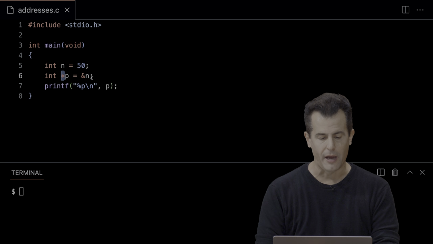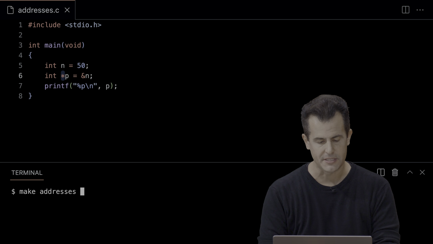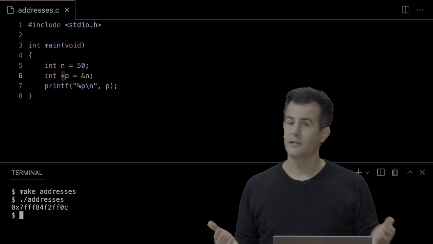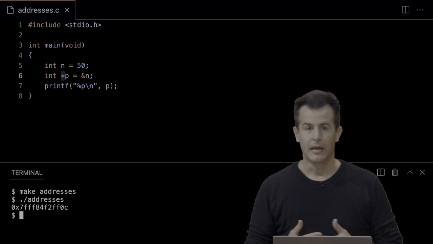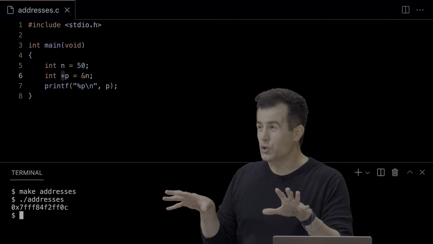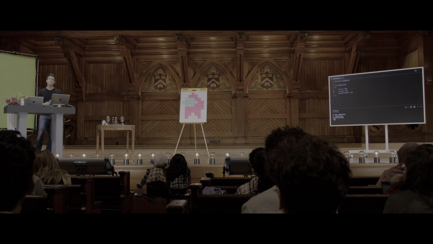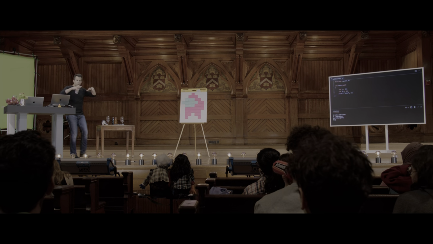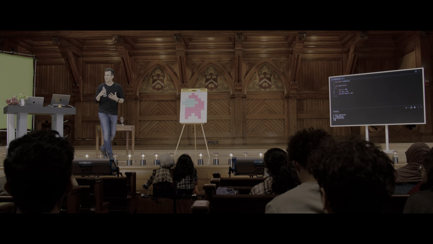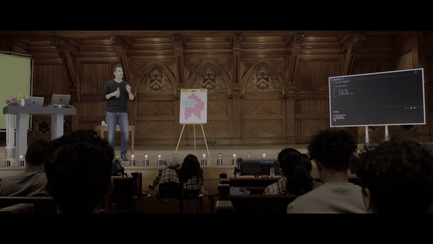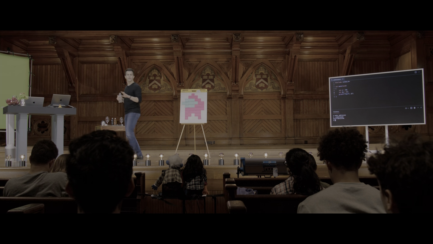So let me go ahead and zoom out and do make addresses and ./addresses. And there it is, exactly the same thing. Now, in and of itself, not that useful yet. But the fact that you can now access the addresses of things in memory means that we'll be able to build things and construct things and link things together by knowing where they live, so to speak. So any questions on this technique thus far?